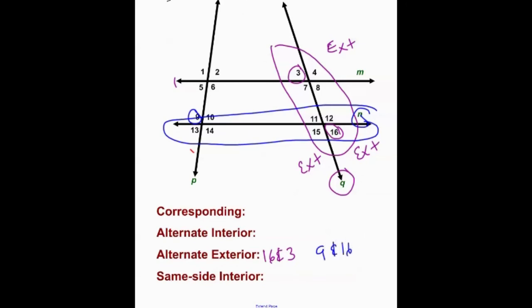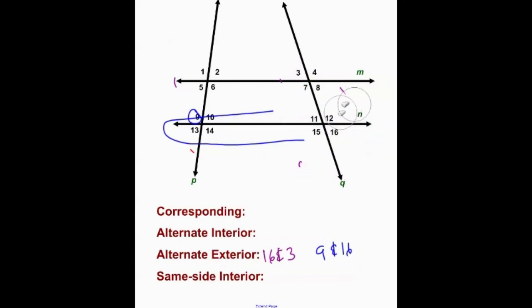Same side interior. So we're going to be on the inside. And again, you would have M, N, P, and Q transversals and list all of them.